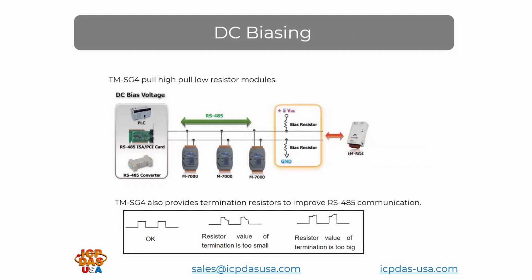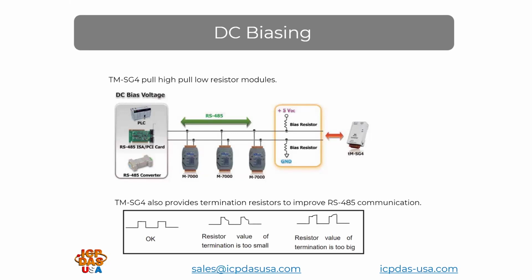Okay, next. DC biasing helps differentiate the ones and zeros in RS-485 communication. Standard practice is for the Modbus Master device to provide the DC bias, to pull the high state towards 5 volts and the zero state to 0. Some lower cost RS-485 converters and PC cards do not provide this bias because RS-485 chips do not have this capability. For these situations, we offer the TM-SG4, which would be an ideal solution.